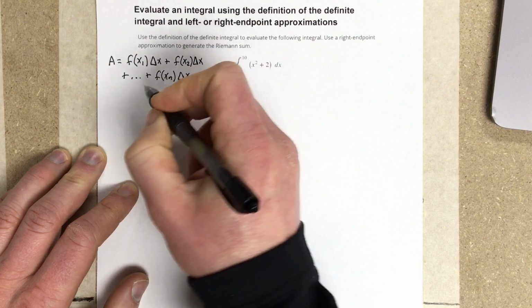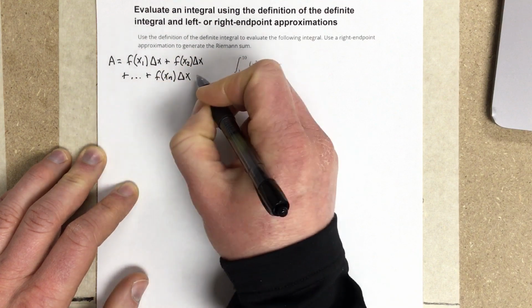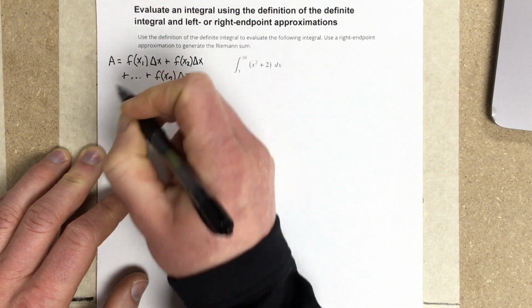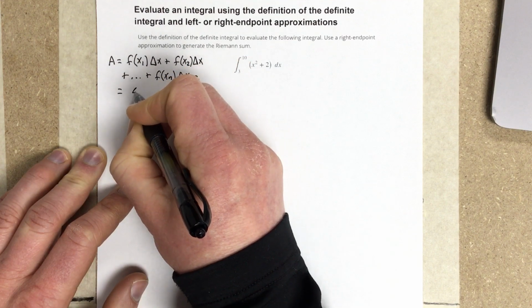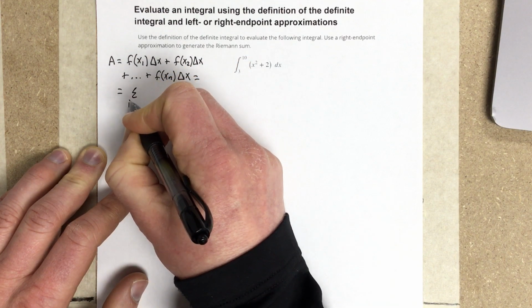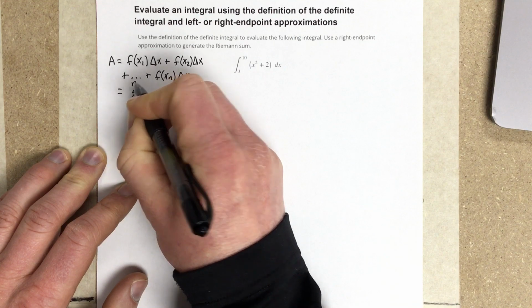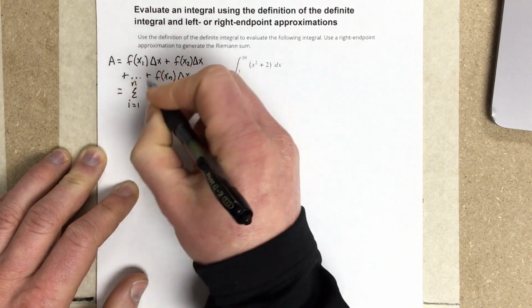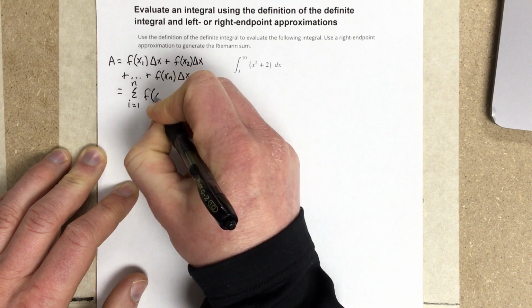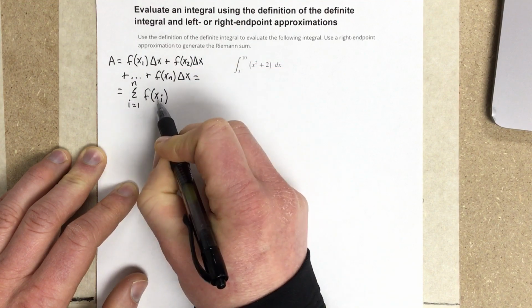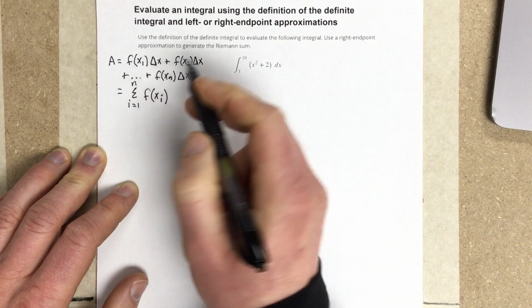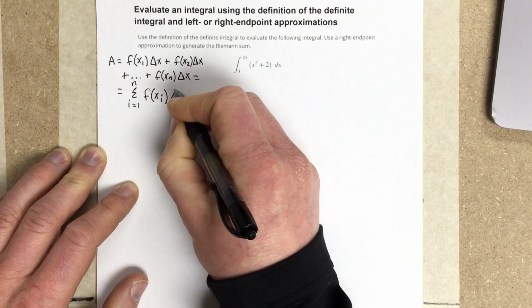What this would always equal then is a Riemann sum, which would be the sum from i equals 1 to n of f of xi. And we can say f of xi because i is 1, so that starts us at x1 just like we have here, times change of x.